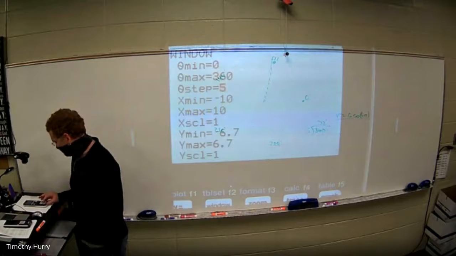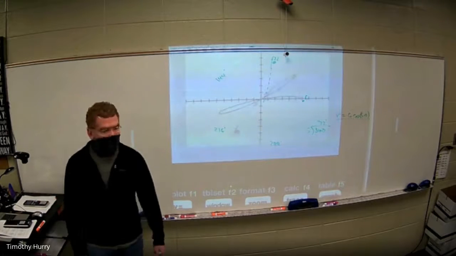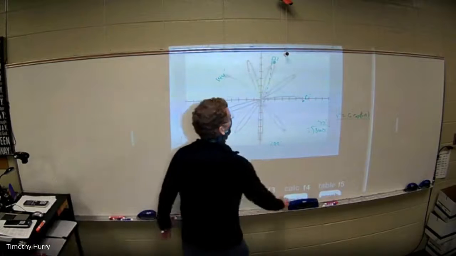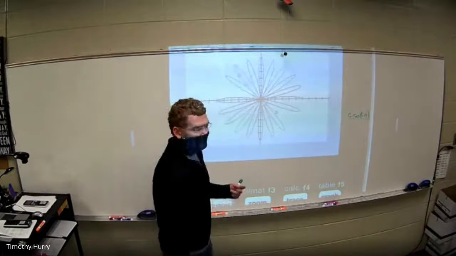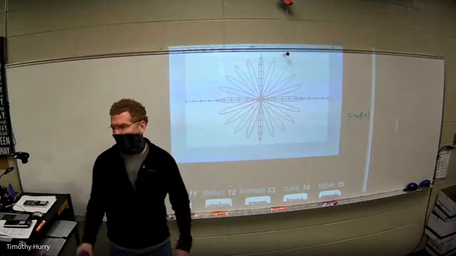You don't have to worry about this on yours. But the smaller I make the step, the slower it takes. But you can see right here, I get really, really skinny petals here compared to when there's a 3, there are a lot fatter petals. Do the best you can.